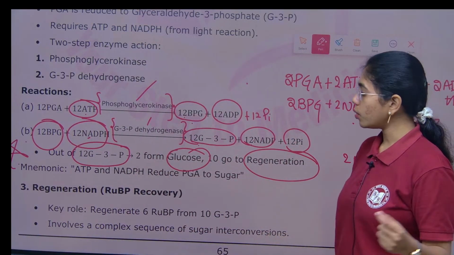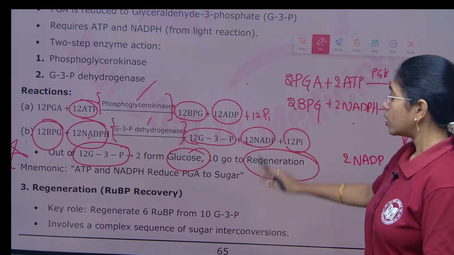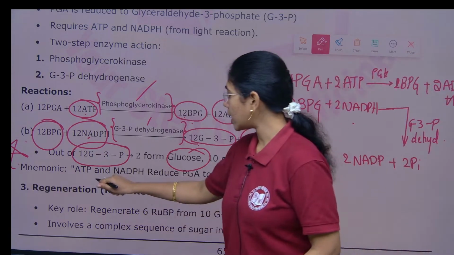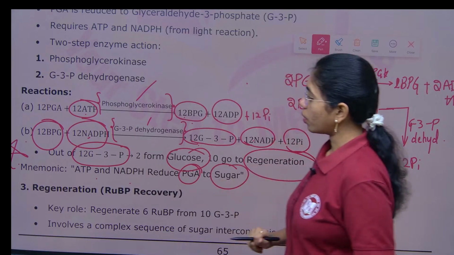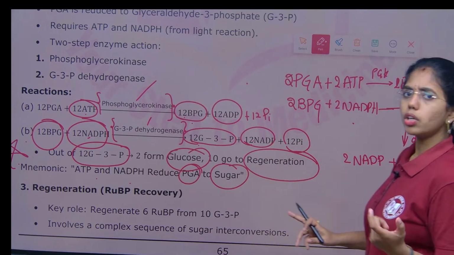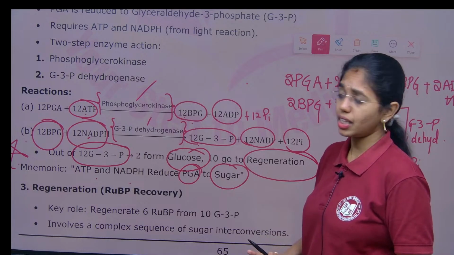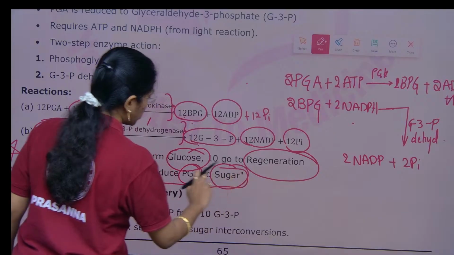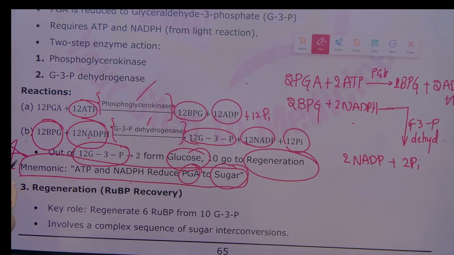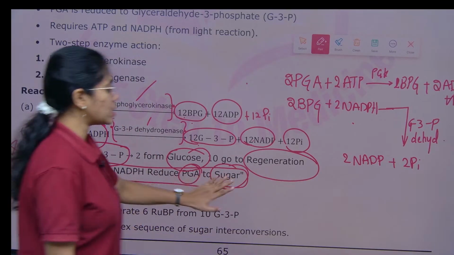And I have given you a mnemonic to remember the two steps here carefully, that is ATP and NADPH reduce PGA to sugar. Okay, this is the mnemonic. You need not mention the mnemonic in your answer again. Mnemonics everywhere in the book are mentioned for your easy remembrance of the answer. Okay, not to present in the exam.